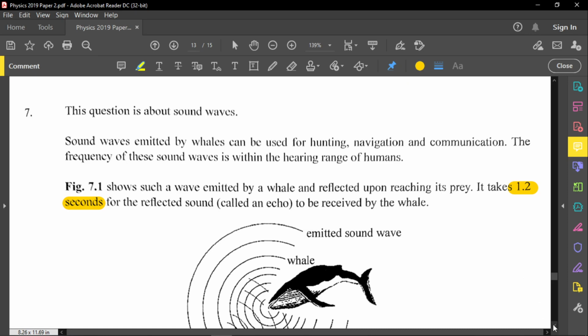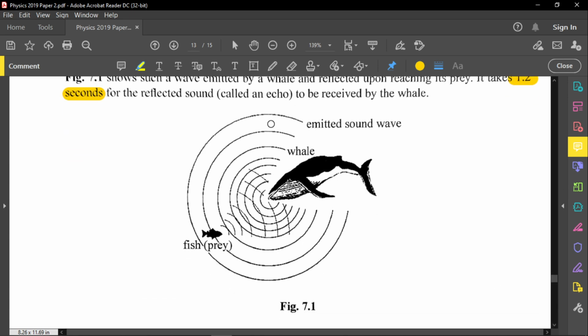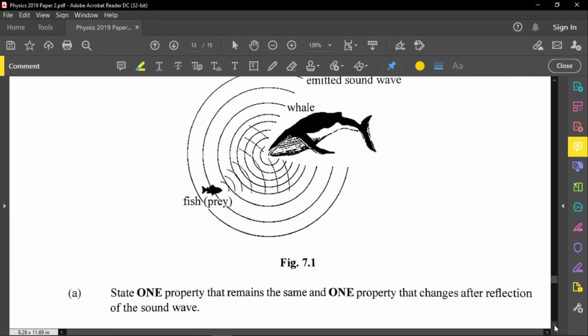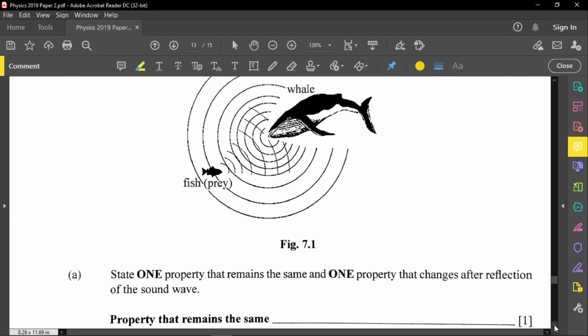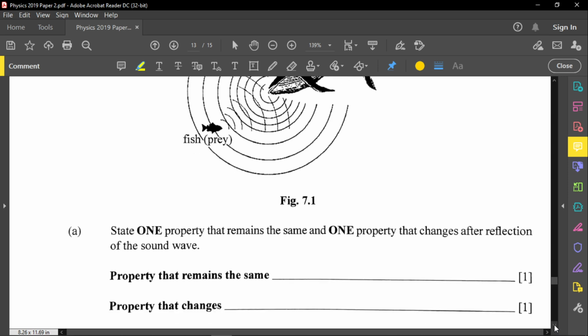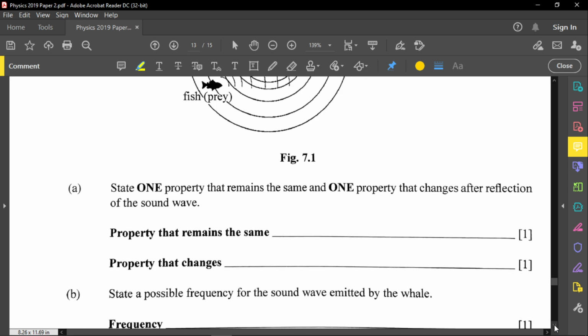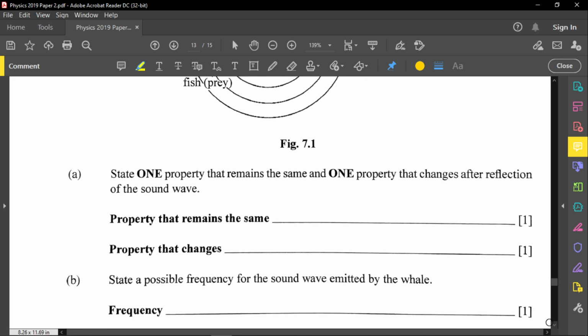Okay, so let's analyze this. The time that the sound takes to go to the prey and come back is 1.2 seconds, yes? So bear it in mind. And here it says to state one property that remains the same and one property that changes after reflection of the sound waves. So when sound waves reflect, what changes and what remains the same? What remains the same is a number of things, and what changes is probably only one small thing.